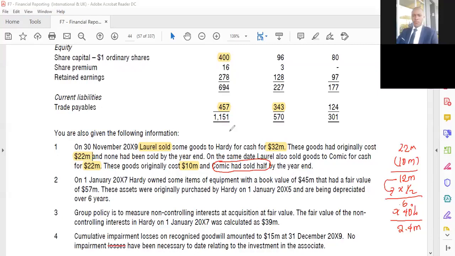So to make it easier, it could have been done something like this: 22 minus 10, multiplied by what was sold to the outside as half, then multiplied by 40%, by 0.4, to give us 2.4 million. That could be the other layout, an alternative. We could have done it that way.